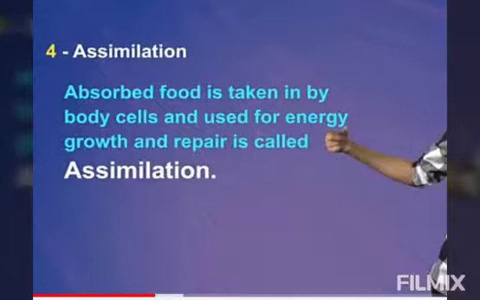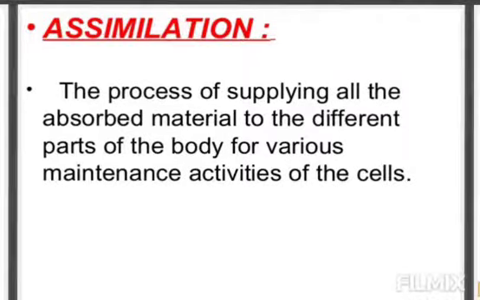Now we come to the fourth step, that is known as assimilation. It is the process of using the absorbed food molecules for producing energy and growth. We know that we require energy to perform any work. After the food has been absorbed, it provides us with energy so that our body can grow and develop. So that step is known as assimilation, which provides us with energy.